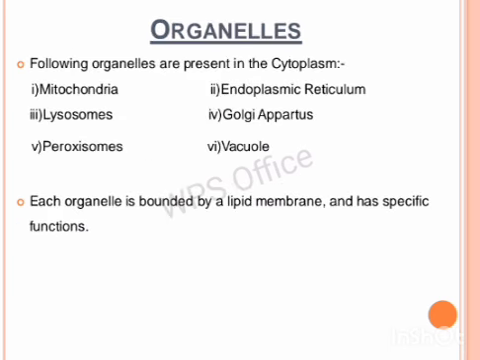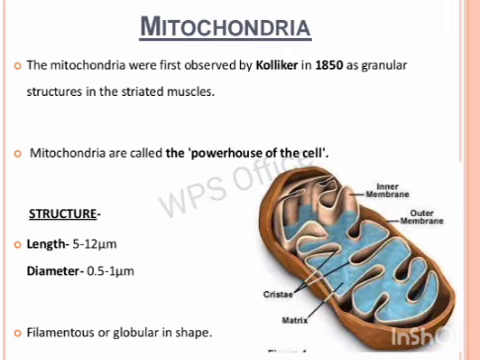Now come to organelles. These organelles are present in the cytoplasm, which float in the cytoplasm. These are mitochondria, lysosomes, peroxisome, endoplasmic reticulum, Golgi apparatus, vacuole. Each organelle is bounded by a lipid membrane. Now we will see mitochondria.